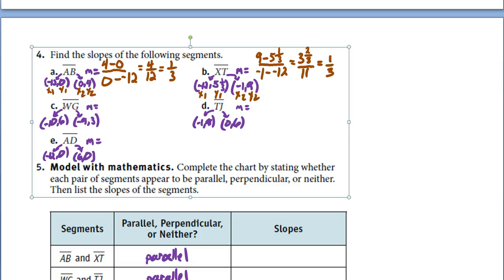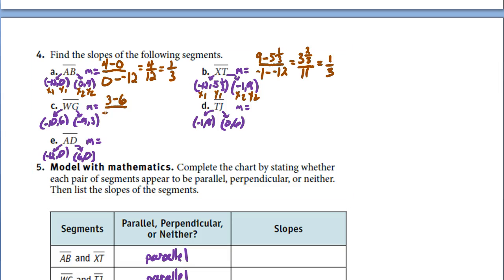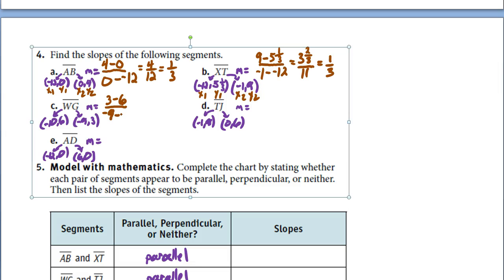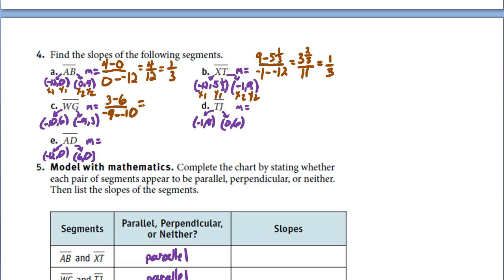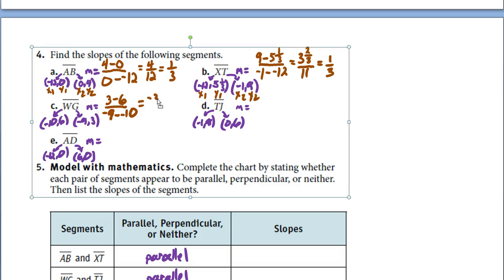Okay, question C. Point W is at -10, 6, and point G is at -9, 3. So 3 minus the 6 divided by -9 minus the -10. 3 subtract 6 is -3, and -9 subtract -10 is 1. And this simplifies to -3.